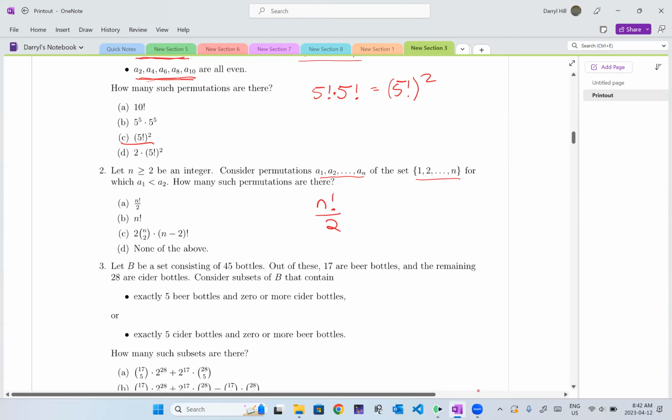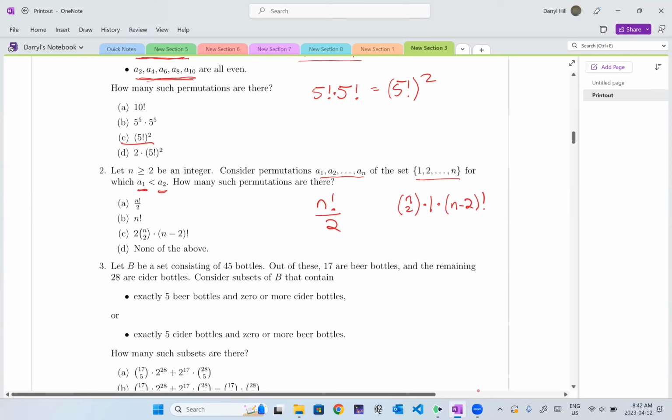So we get this. If I wanted to count it explicitly, I could choose two numbers from my n available, and then put the smaller of the two numbers in A1 and the larger in A2. So there's n choose two ways to choose the two numbers, one way to place them, and then n minus 2 factorial ways to take all the other numbers and arrange them.